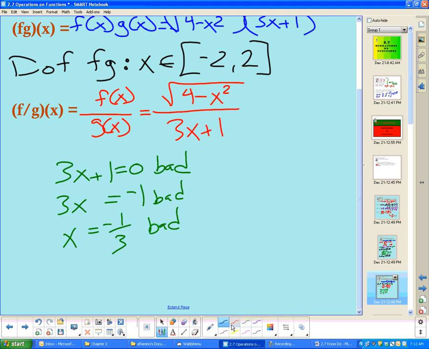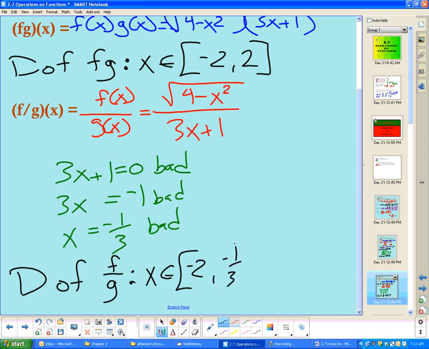So I would rewrite that, and I would say the domain of f divided by g is going to be the half closed interval from -2 to -1/3, throw out the -1/3, and go until 2 again. So that's all I'm really doing.